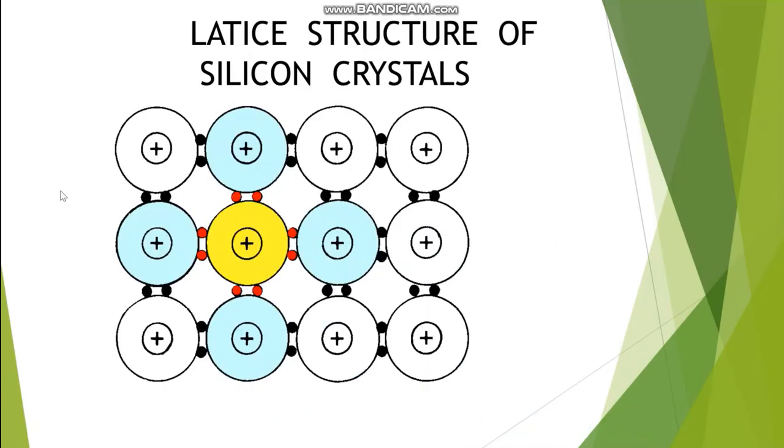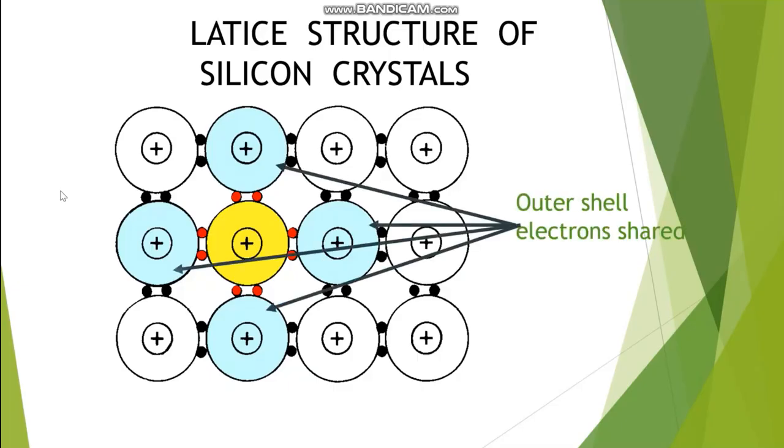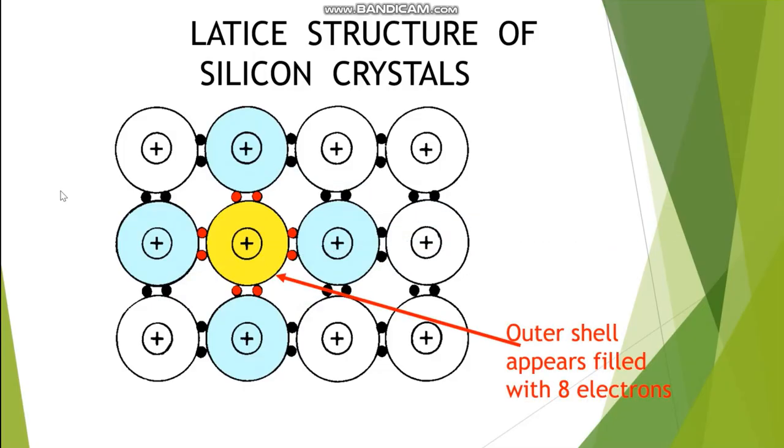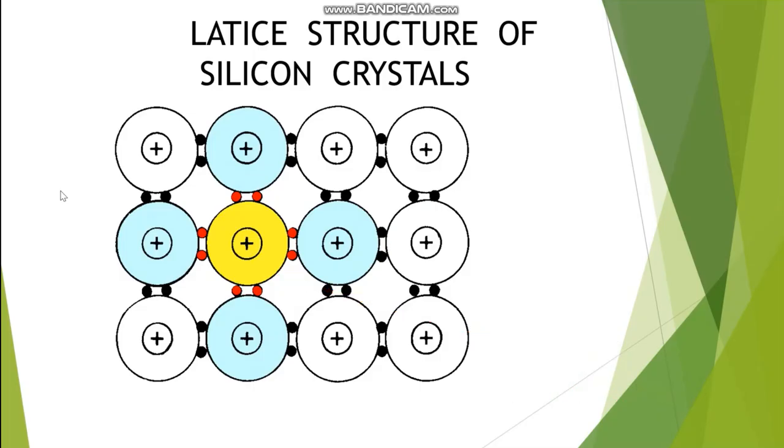So when they line up, these outer shells connect, they share. This is called a covalent bond. These outer shells share these electrons, and they create this lattice silicon crystal structure. So it appears full with 8 electrons.